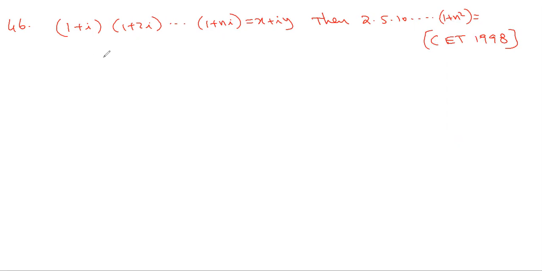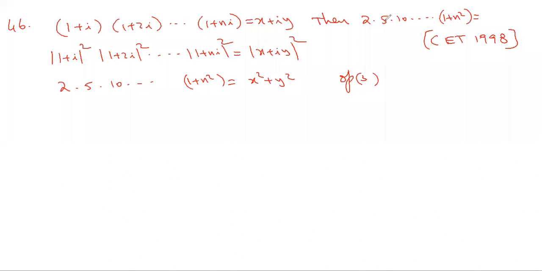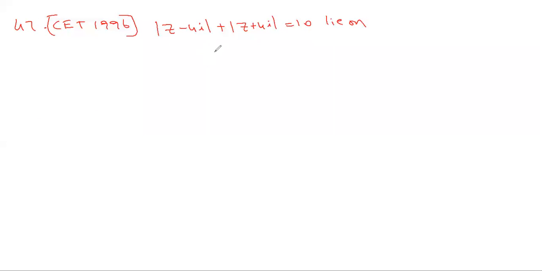So this is just taking the modulus on both sides. You just need to take the modulus on both sides and square on both sides, and use the definition of modulus of a complex number to get x square plus y square as the answer.